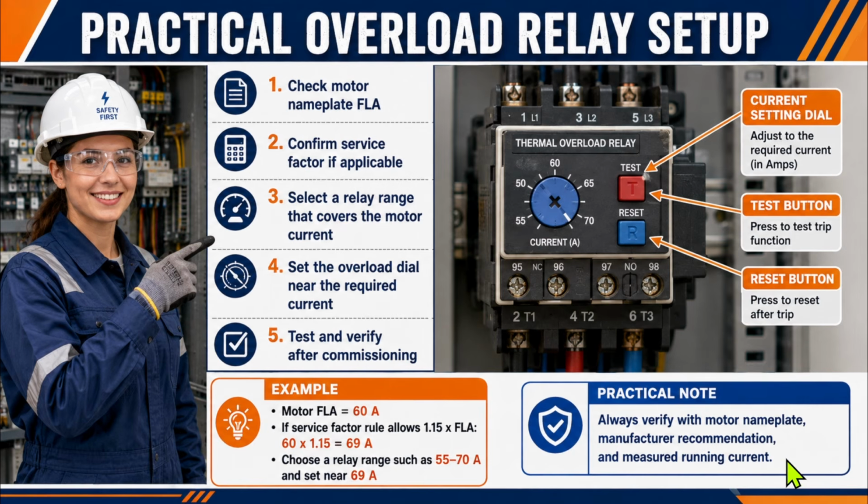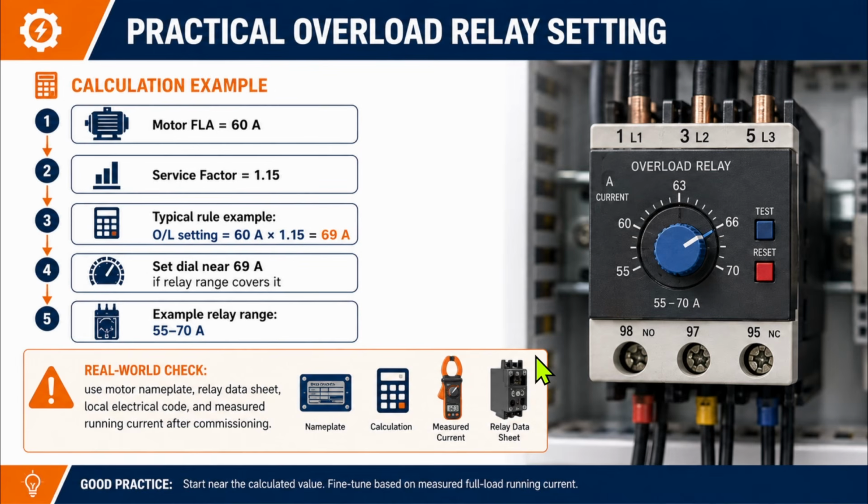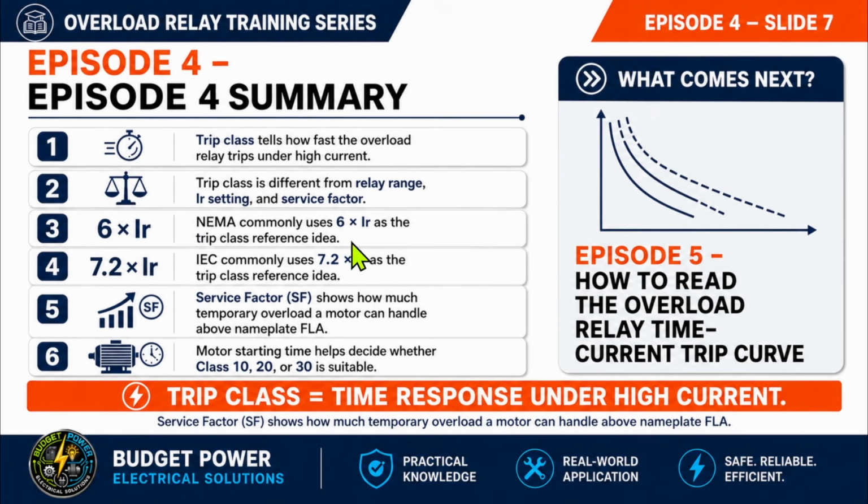After we start the motor, we check the actual running current. Let's say the motor is supposed to operate around its expected load current, but instead we're seeing unusually high current on one phase, or on all three phases. I'm not going straight back to the overload dial and turning it higher. I'm going to ask, why is this motor drawing that current? That's real troubleshooting.